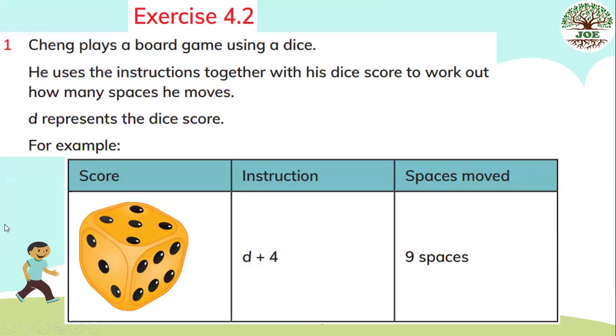Exercise 4.2. Chang plays a board game using a dice. He uses the instructions together with his dice score to work out how many spaces he moves. D represents the dice score. For example, here the top face is 5. Dice score is 5, so D is 5. The instruction is D plus 4. D is 5, plus 4, so spaces moved is 5 plus 4, which is 9 spaces.